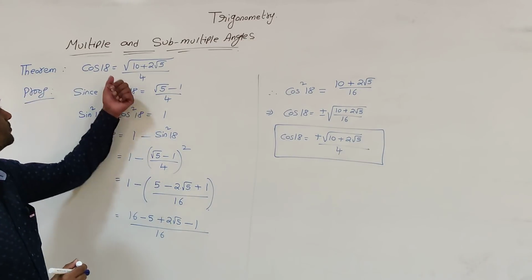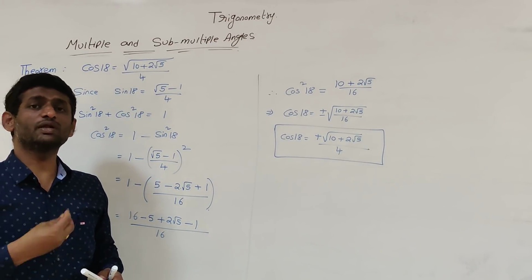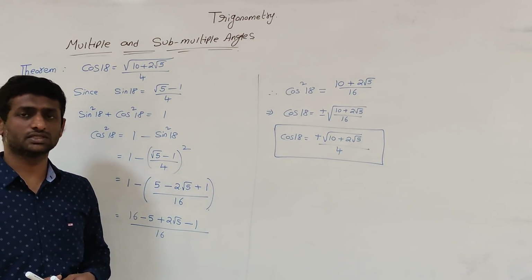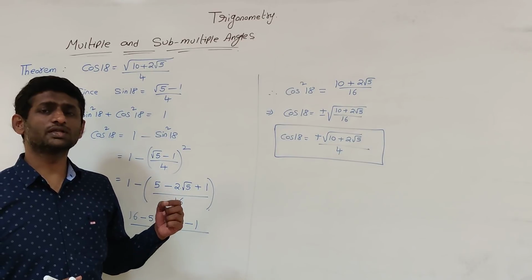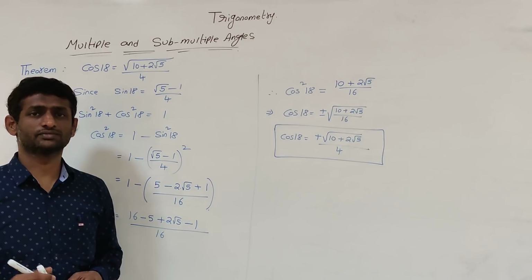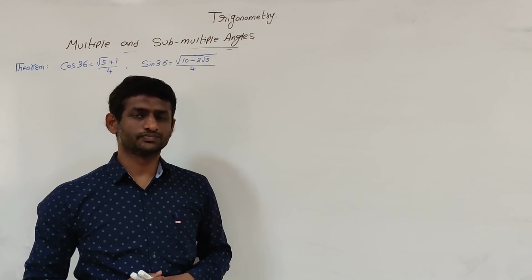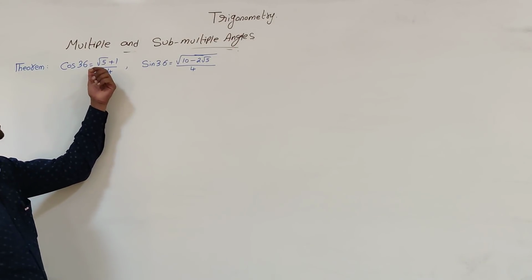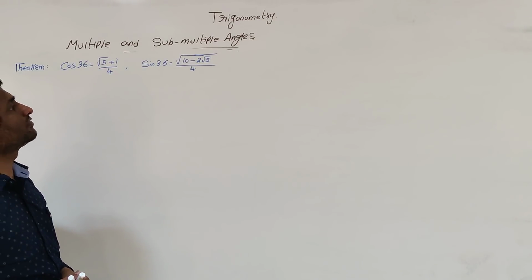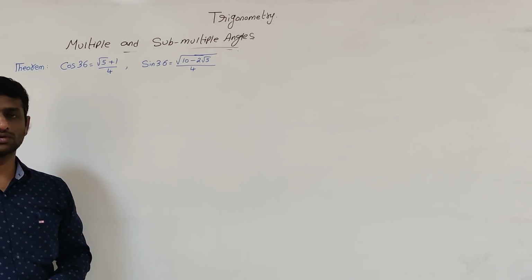Now, as we know 18 degrees, what will be the double of it? It is 36. 2 times 18 is 36. Now we will find the trigonometric ratios for sin 36 as well as cos 36. Theorem: prove that cos 36 is (root 5 plus 1) by 4 and sin 36 is under root of (10 minus 2 root 5) by 4.